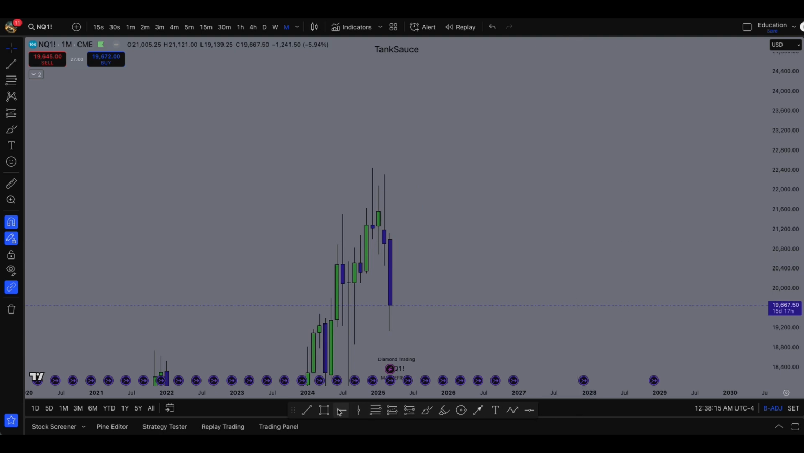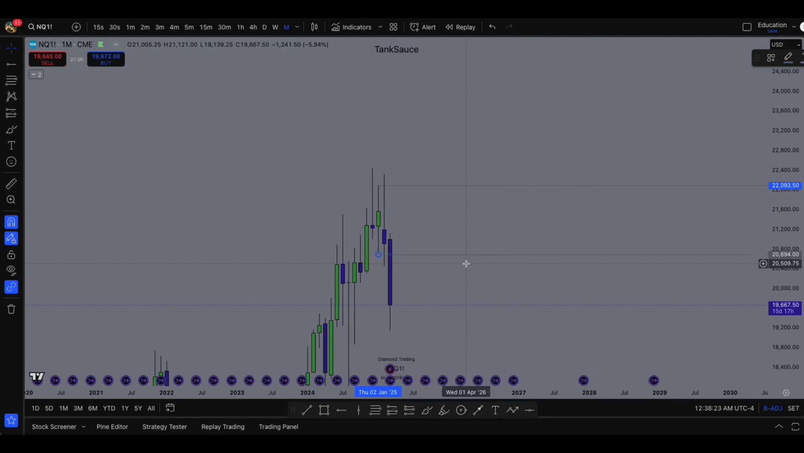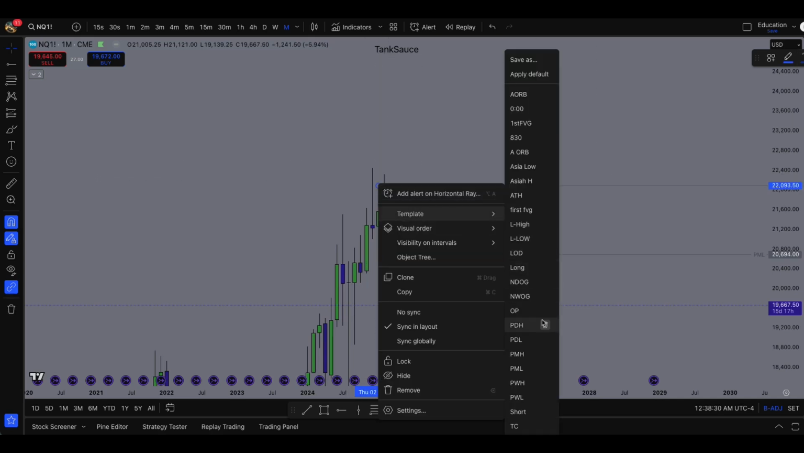And we have previous month highs and lows, right? And those are key levels of liquidity. And remember what I told you guys, the higher the time frame, the stronger the level.